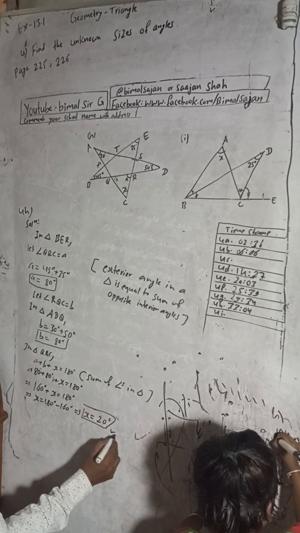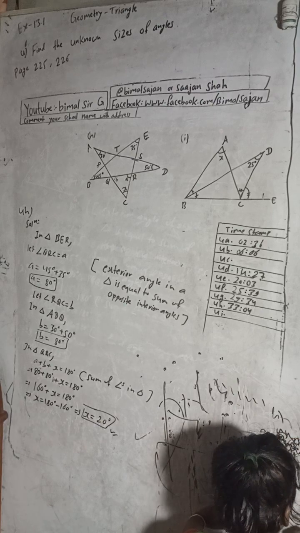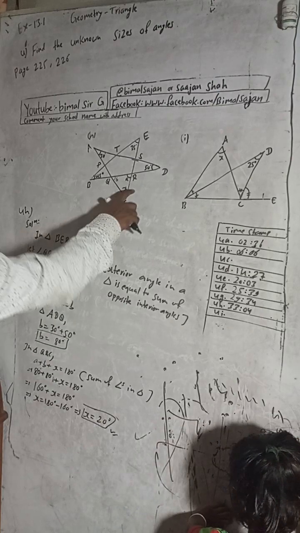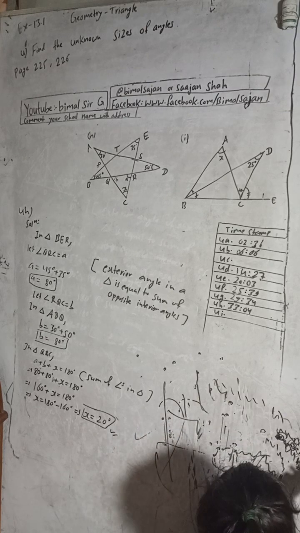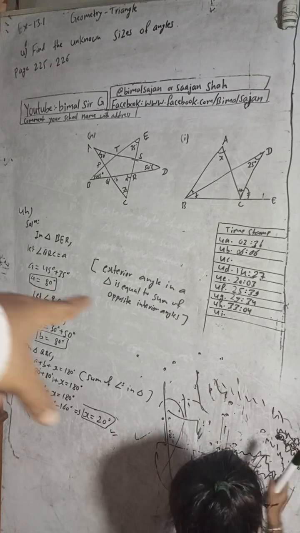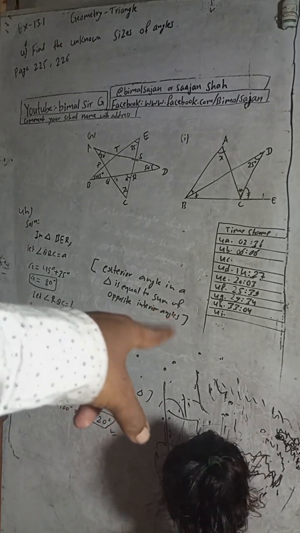Therefore, this is the required answer. There is only x we have to find. So x is equal to 20 degrees. This is the required solution of this question for x. And the time stamp is 33 minutes 4 seconds.